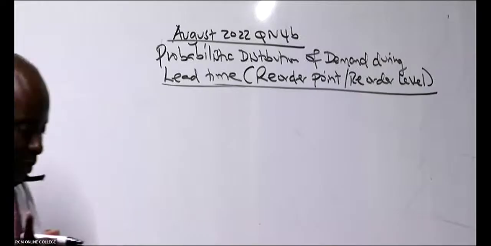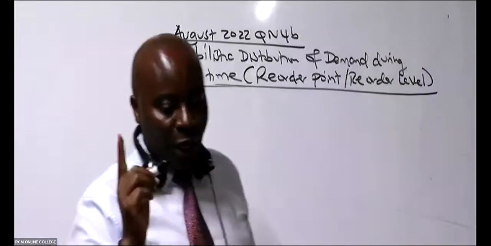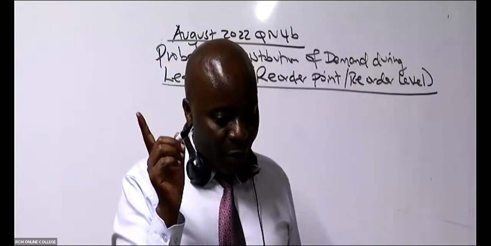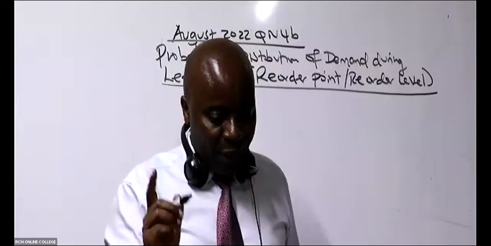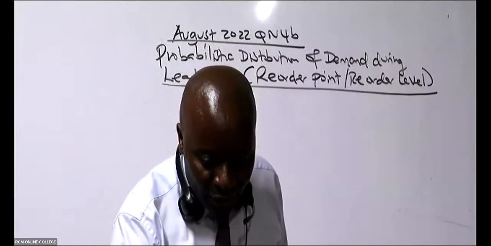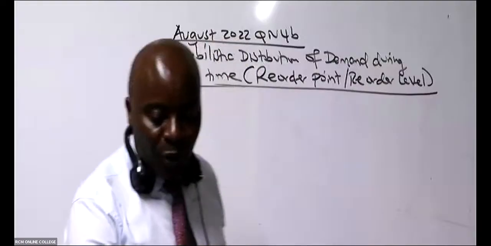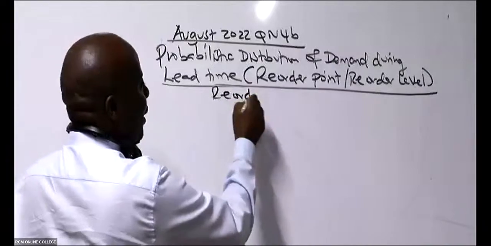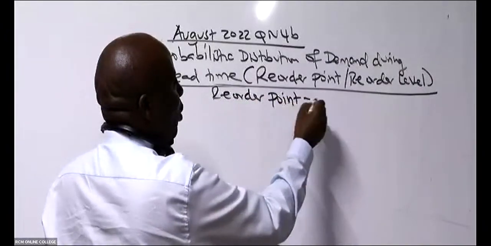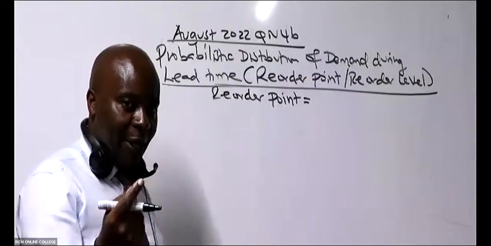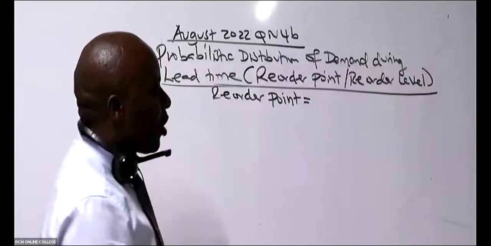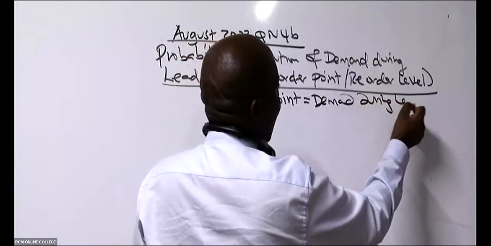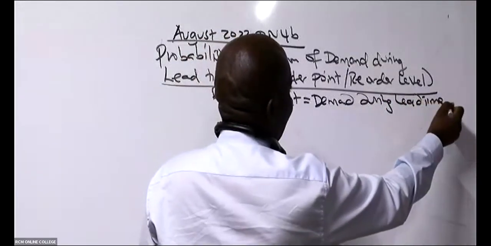Because if you remember very well, I gave you a formula for getting reorder level. Is there somebody who is able to remember that formula? I've been able to remember very well that whenever we talk of reorder point, we are basically looking at the consumption during lead time, or demand during lead time. Very, very important for you to know that.